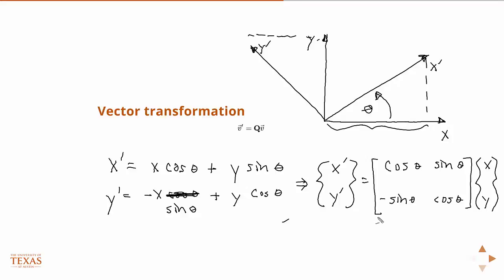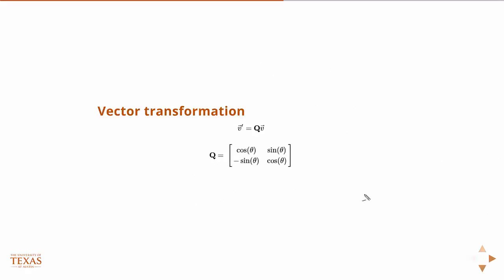So this guy is called a transformation matrix, and it's written Q in my equation here. So if we have a vector v in one coordinate system, and we want to know how it transforms into another coordinate system, v prime, it transforms through this transformation matrix Q. And there it is. So this transformation was a simple rotation in 2 dimensions, about the z-axis.